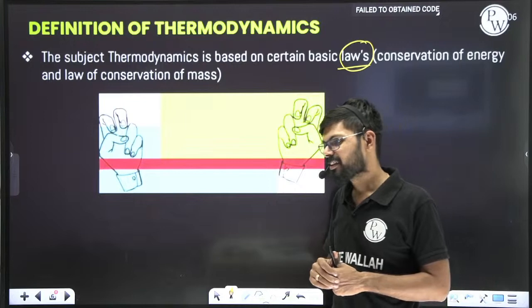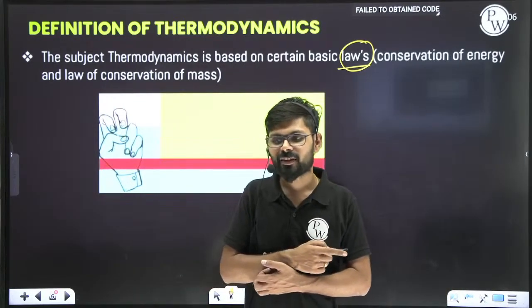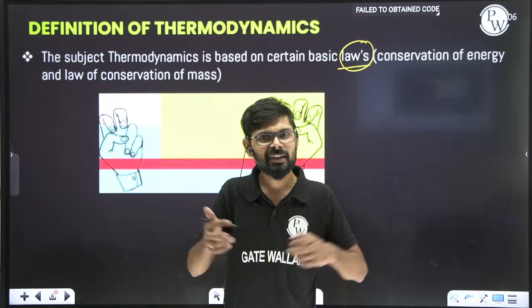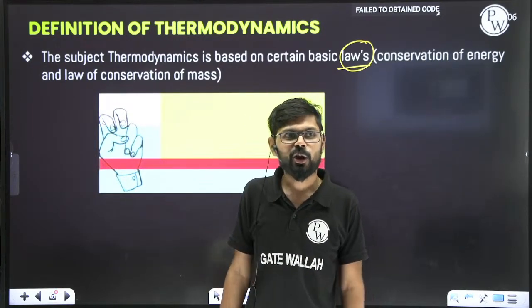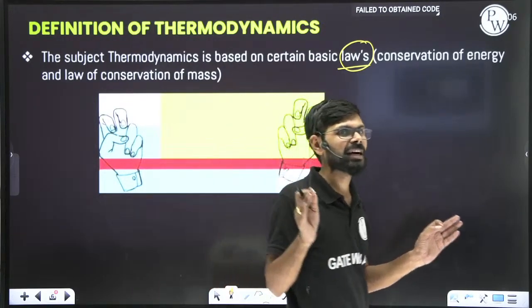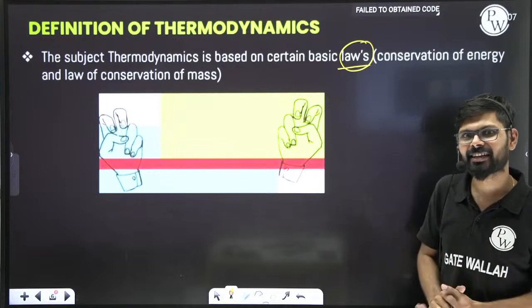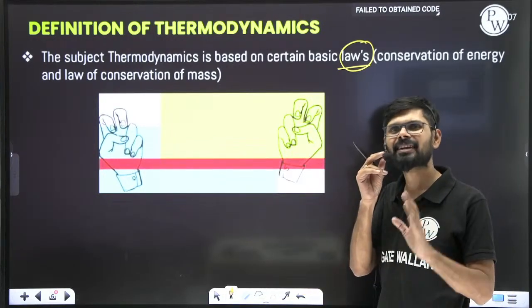Experience. Experience, right? So laws are basically the statement, the same statement, right? The laws are the statements which are universally true but can't be proved mathematically. You cannot prove them mathematically.